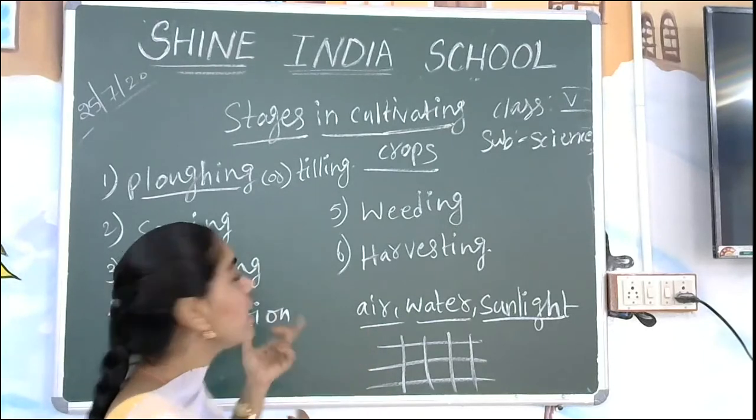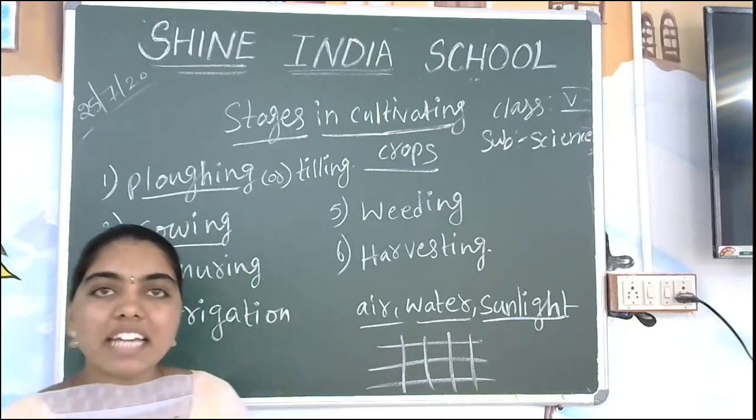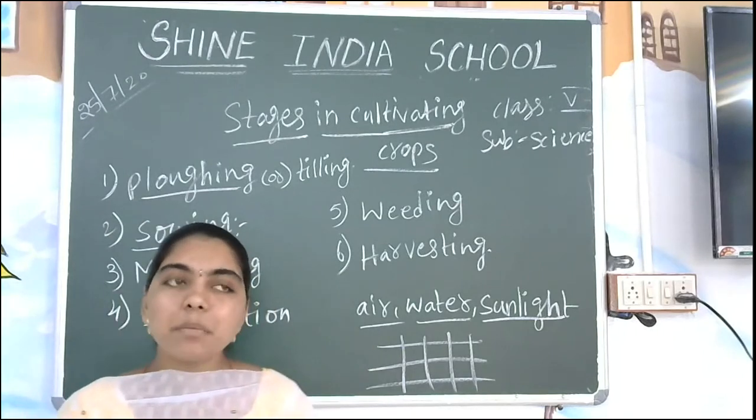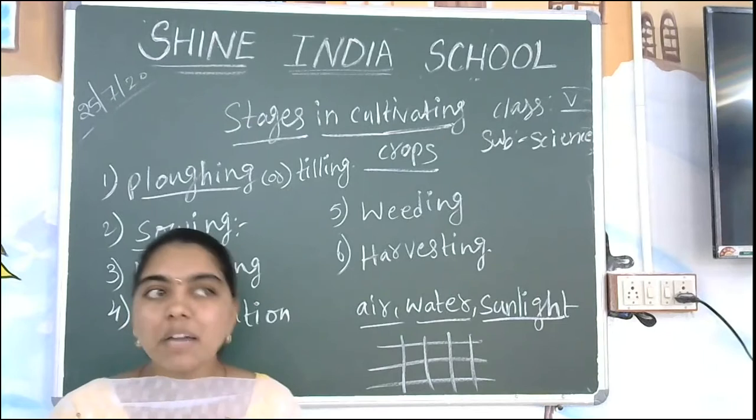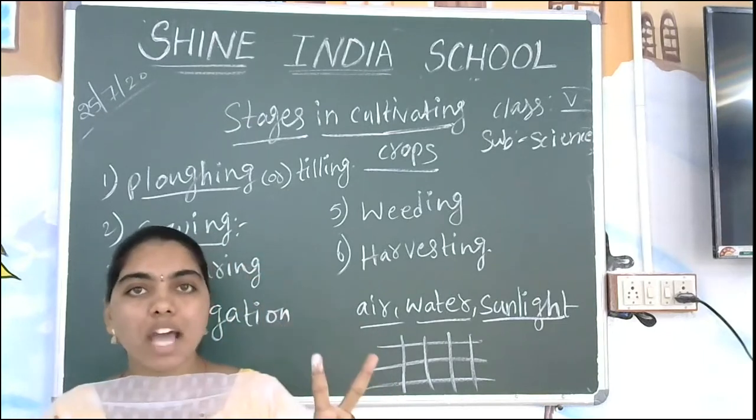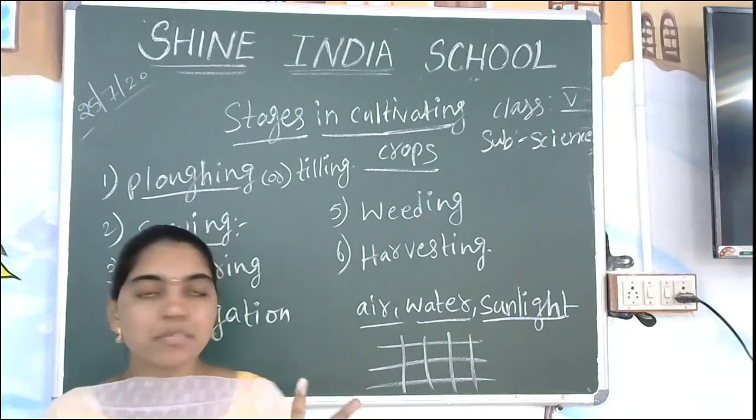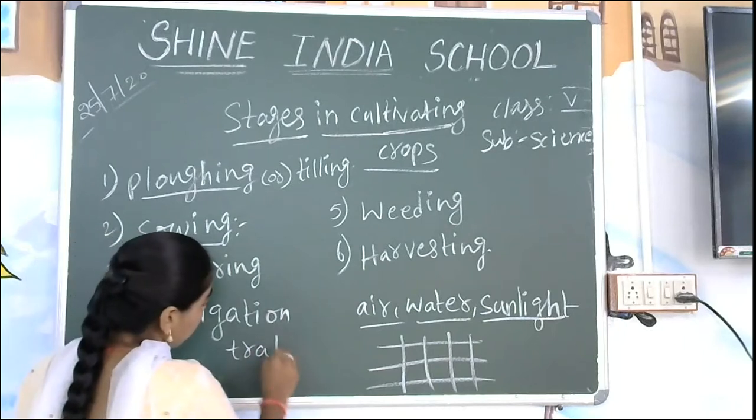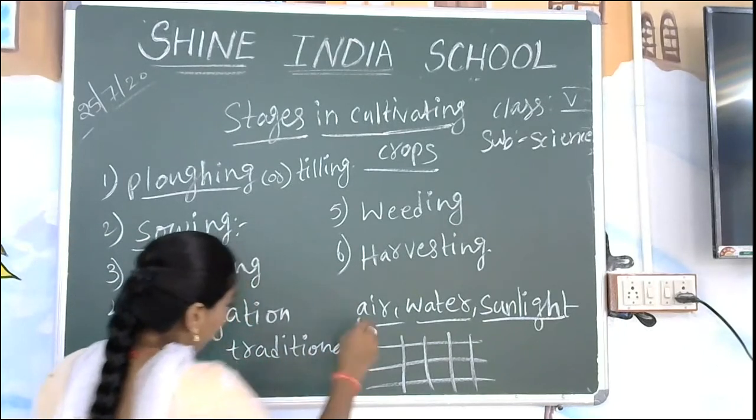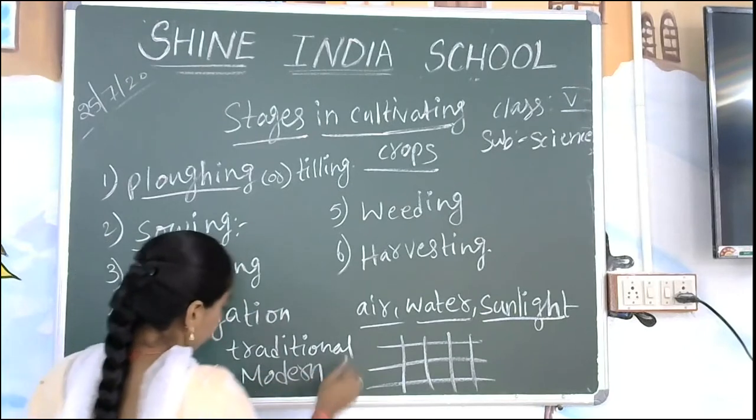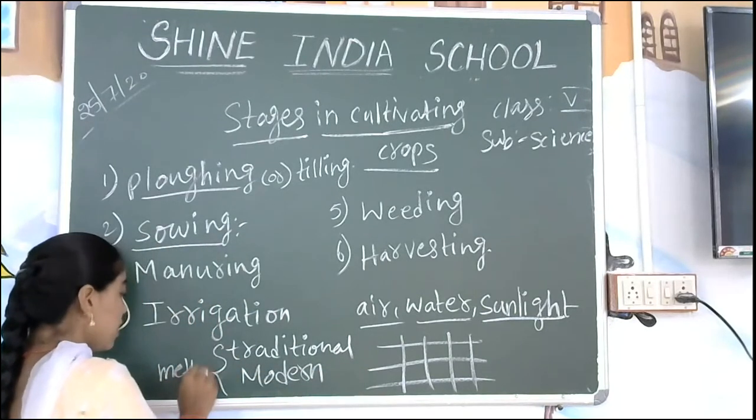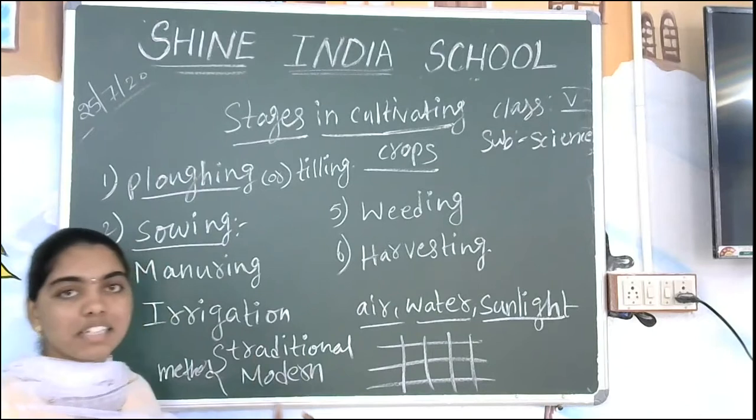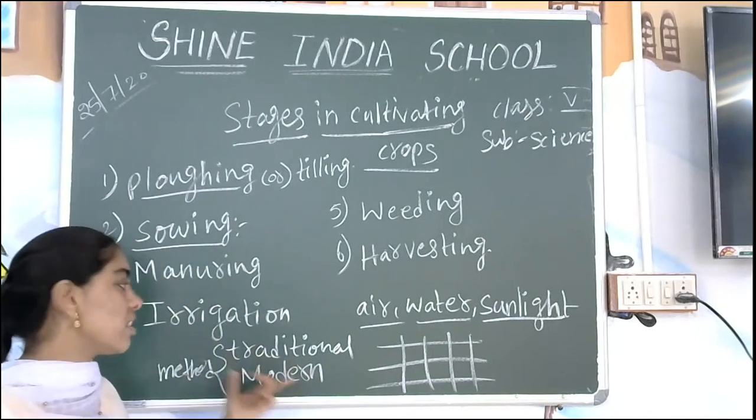Now here we are going to see sowing. Seeds are planted in the soil. Sowing means seeds are kept in the soil, either by hand or by machines. As I told you, sowing can be done by two types of method. What is the first one? Traditional method. And the next one, modern method. For ploughing also we use both the traditional method and the modern method, and for sowing also we use the traditional method and the modern method.